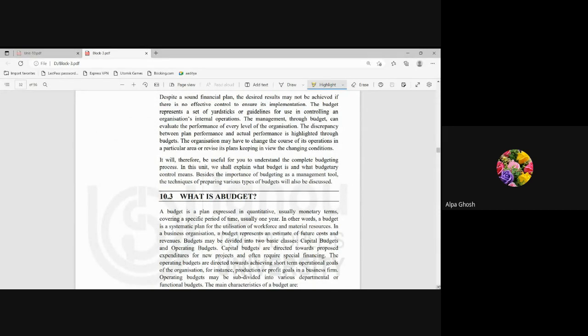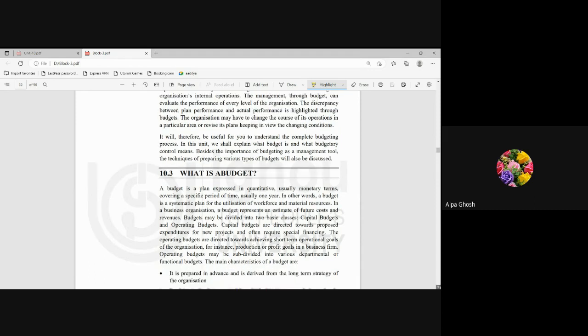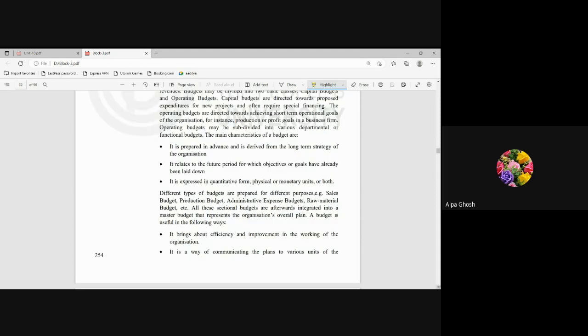So, what is a budget? It is a plan which is expressed in quantitative, usually monetary terms. It is prepared for a specific period. It starts with a particular date and we end it with a particular date. It may be for a month, it may be for a week, or it may be for a year.